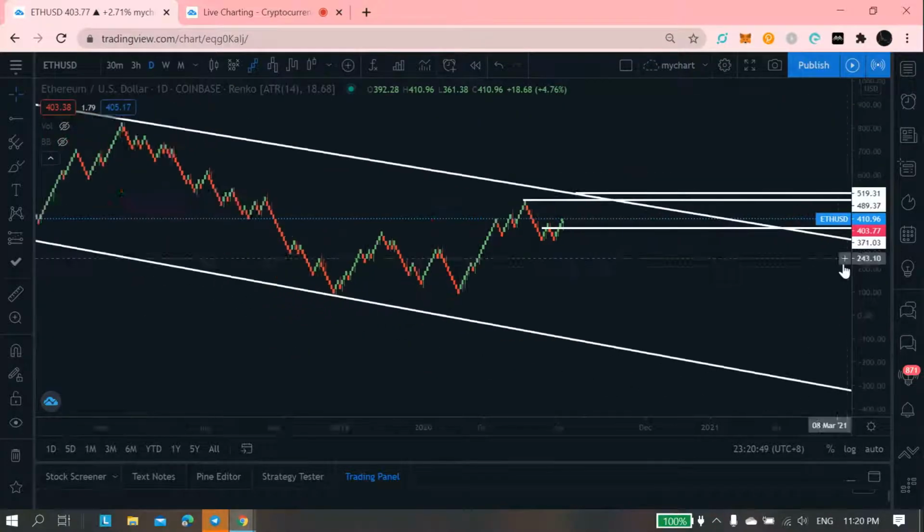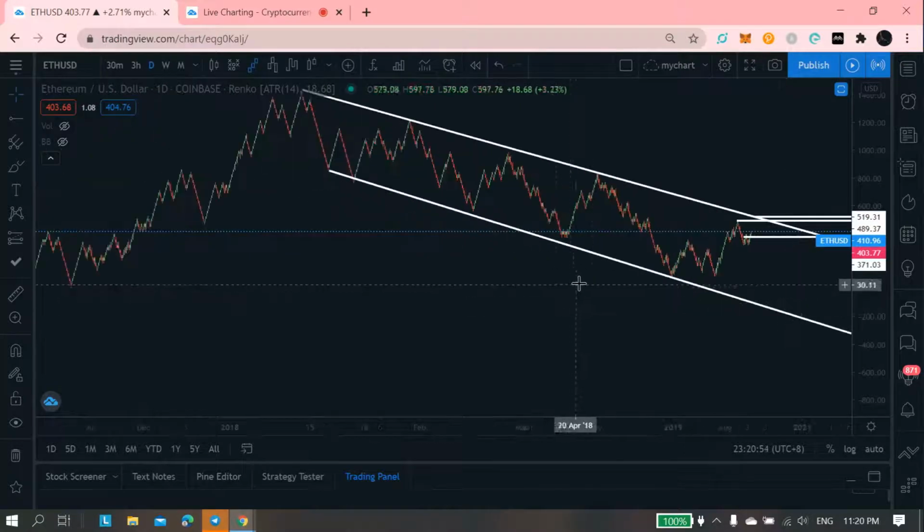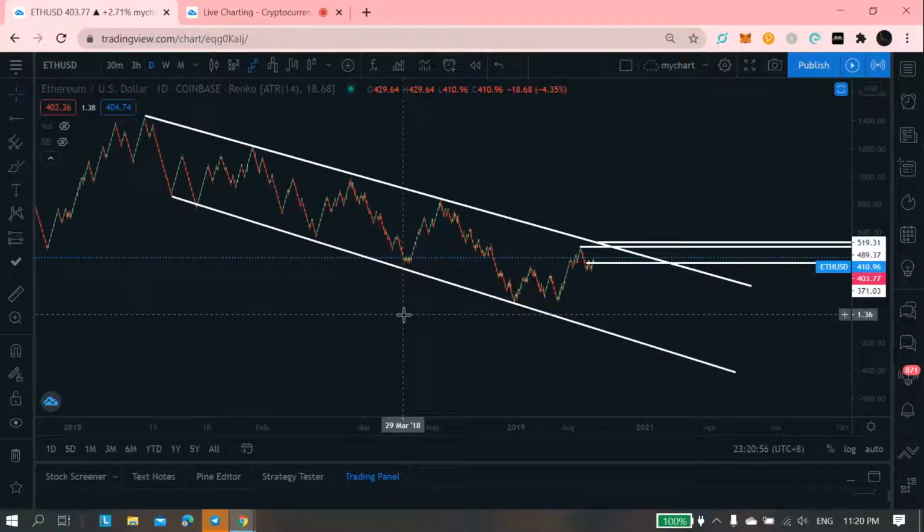Anyway, in trading, please always manage risk, always put a stop loss, take profit, and of course, proper position size.